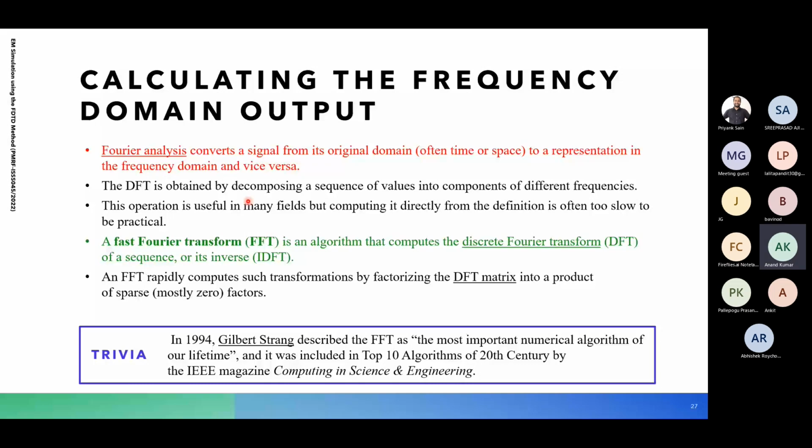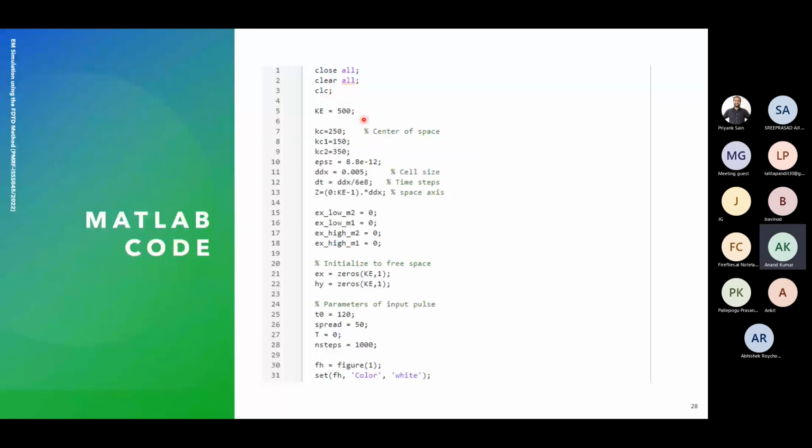So we'll start with the code. The last class we had discussed all this. We had the initial functions for clearing the window and clearing the variables. We defined the simulation space as 500 with 500 nodes. The KC, which is the center of the space, was 250. The two other sources are at 150 and 350, which is KC minus 100 and KC plus 100. We have gone through all this, and it is the same as in the code which I shared.